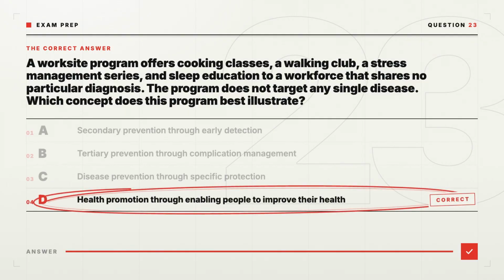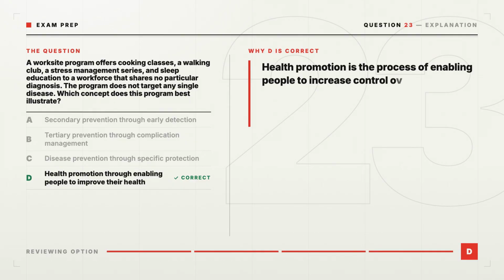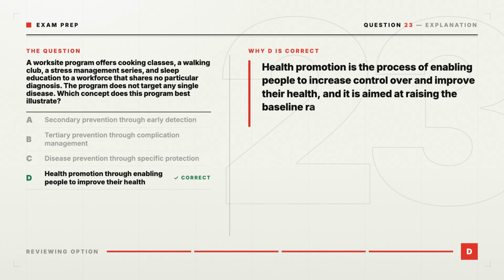The correct answer is D. Health promotion through enabling people to improve their health. D is correct because health promotion is the process of enabling people to increase control over and improve their health, and it is aimed at raising the baseline rather than at blocking one named disease. Nutrition, activity, stress, and sleep are exactly the lifestyle factors behind the largest share of premature death. The absence of a disease target is the clearest signal in the stem.